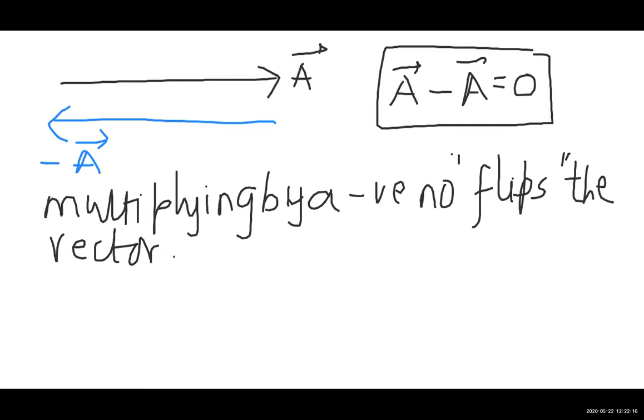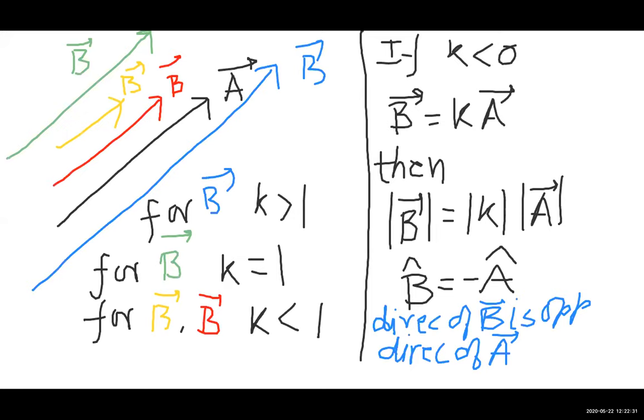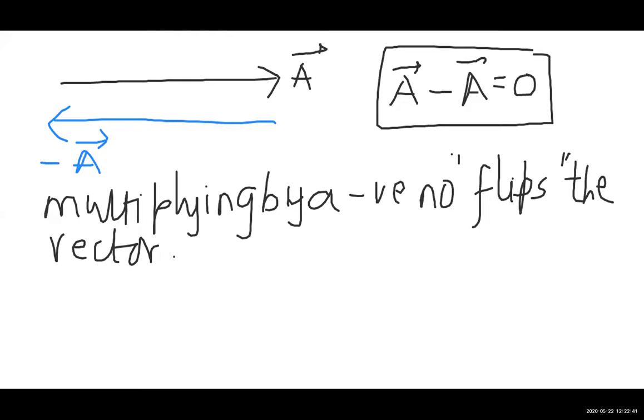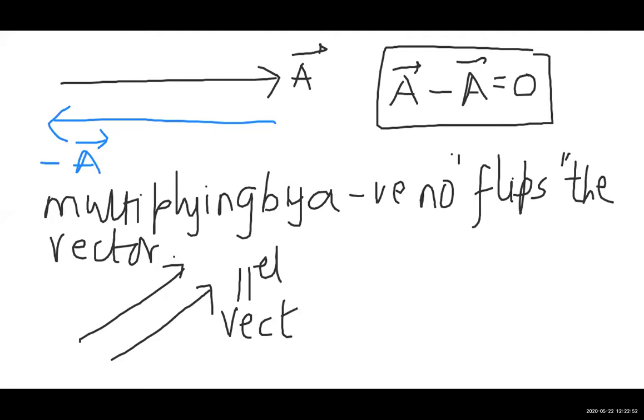Right? And now what Prasanna was asking in the last class was, do I call these vectors parallel or not? The answer is no, I will not call them parallel. So these two vectors are called parallel vectors. And these two vectors, which have the same magnitude but the opposite direction, are called anti-parallel vectors.